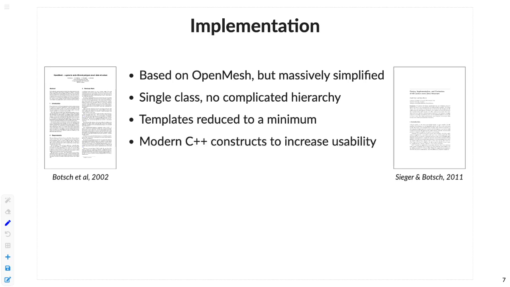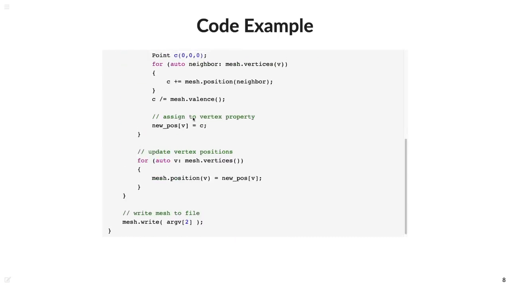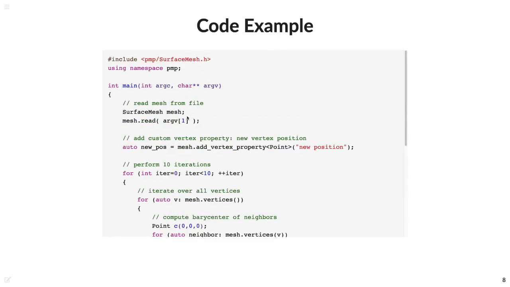And we use modern C++ constructs to make it easier to use, like range-based for loops, as I will show you on the next slide, where we have a little code example. So what we see here is a full application that reads a mesh, does some smoothing, and writes it again. So let me walk you through it.